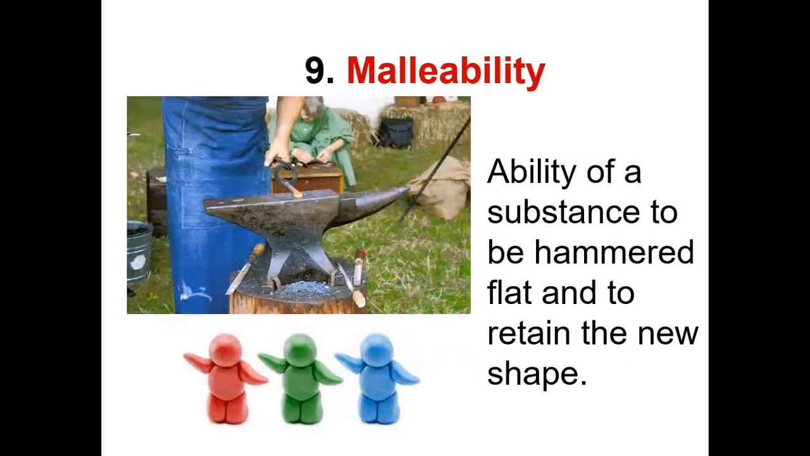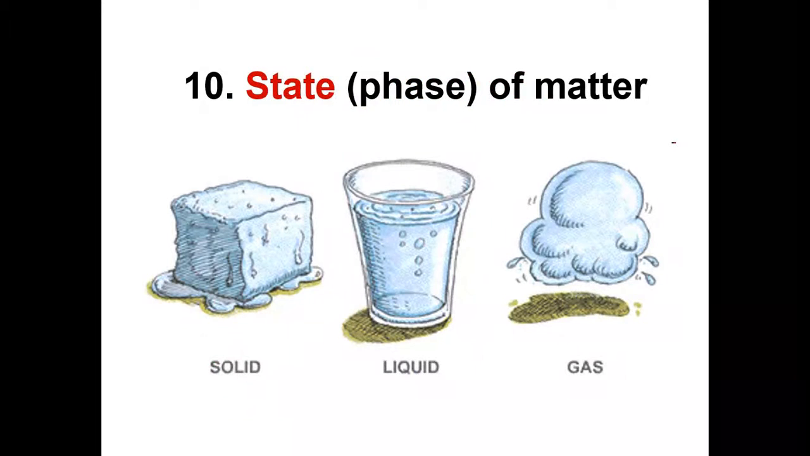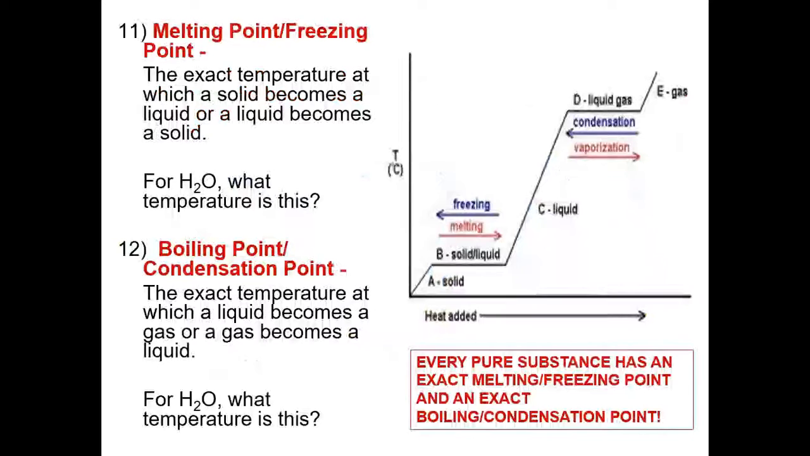Number 9, malleability. Malleability is the ability of the substance to be hardened, flattened, and to retain the new shape. So if I want to flatten any object or any substance by melting it and making it into sheets, I'm going to call this malleability. Number 10 is the state, and we know that the state may be solid or liquid or gas. So if I'm describing things from outside, I can easily recognize if it's solid or liquid or gas.